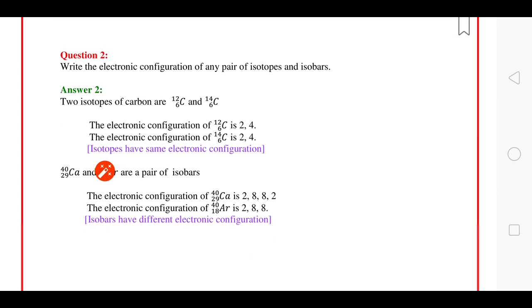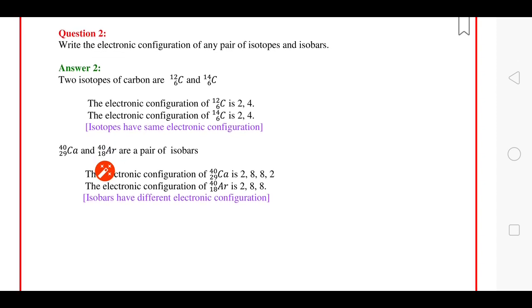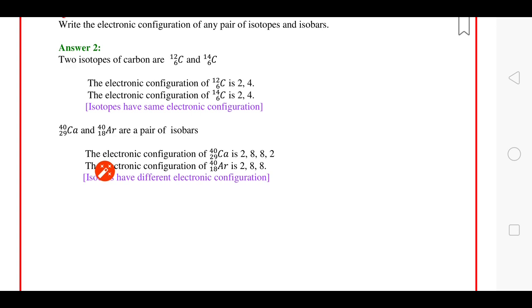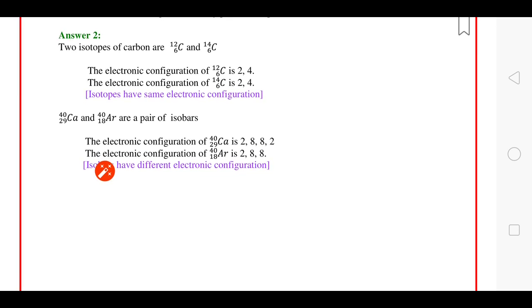Let's move on to another question. Write the electronic configuration of any pair of isotopes and isobars. Two isotopes of carbon are 12/6 carbon and 14/6 carbon. The electronic configuration of 12/6 carbon is 2, 4. The electronic configuration of the second isotope is also 2, 4. Isotopes have the same electronic configuration.